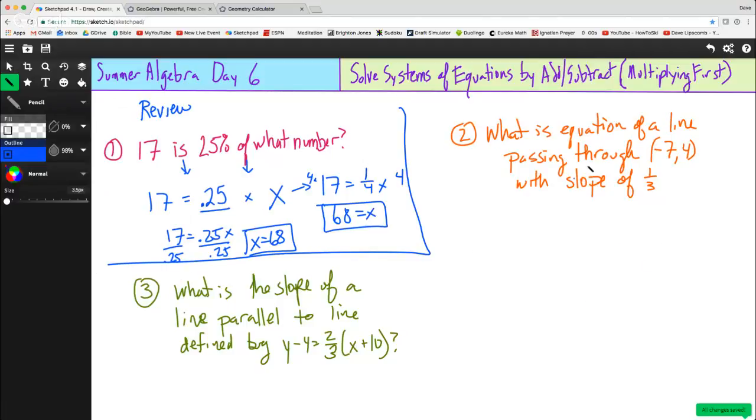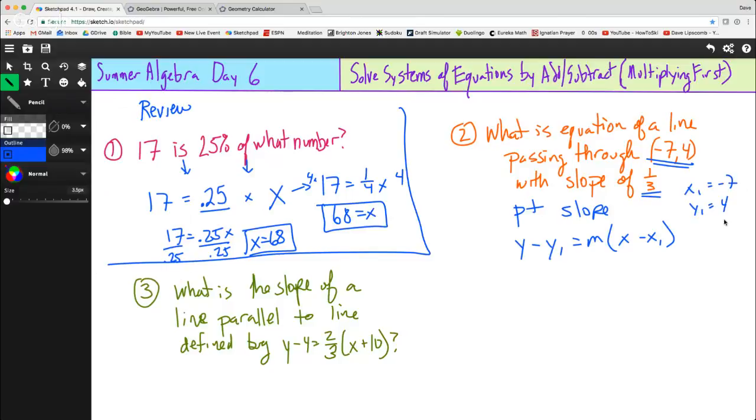What is the equation of a line passing through -7, 4 with slope of 1/3? This is just point slope. We have a point and we have a slope. We can just write this equation in point slope form. I hope you saw that. So our x1 is -7 and our y1 is 4. So y minus 4 equals 1/3 times x minus -7, which is x plus 7.